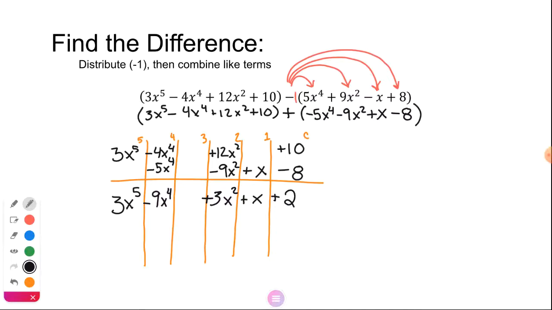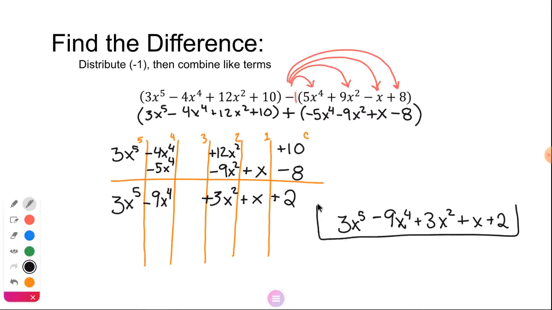Okay. So I'm just going to rewrite our final answer off to the side so we can see it all together. We have 3x to the fifth minus 9x to the fourth plus 3x squared plus x plus 2 as our final answer. So we created an addition problem by distributing our negative, and then we just added together those like terms.